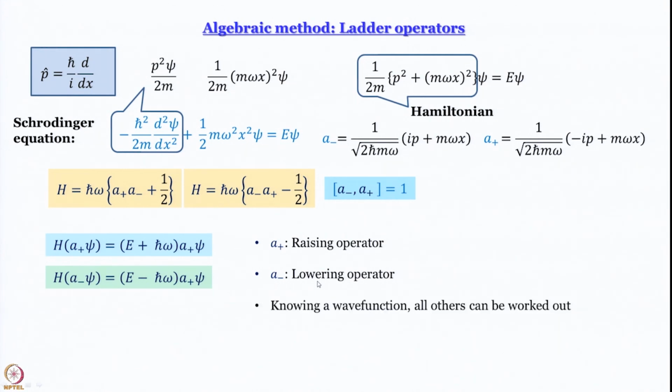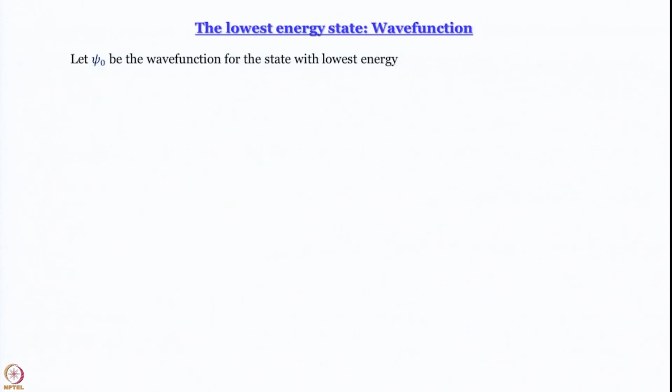And the good thing about this is that in principle, if we know one wave function, we should be able to work out the others by going up and going down the ladder using the appropriate ladder operator. If we know the energy of one level, we can work out all others, and this is something we will do in the next 15-20 minutes. So, this is what we had said, and now with this background, let us try to find out the wave function of the lowest energy state.